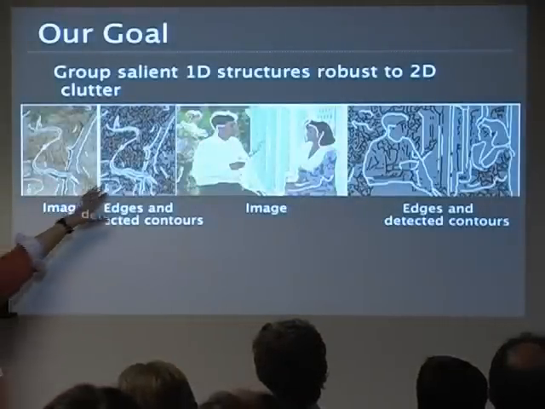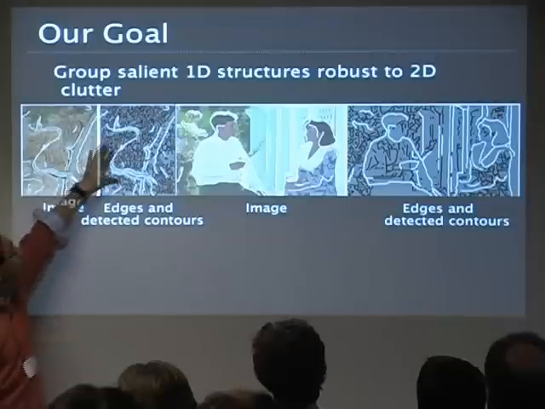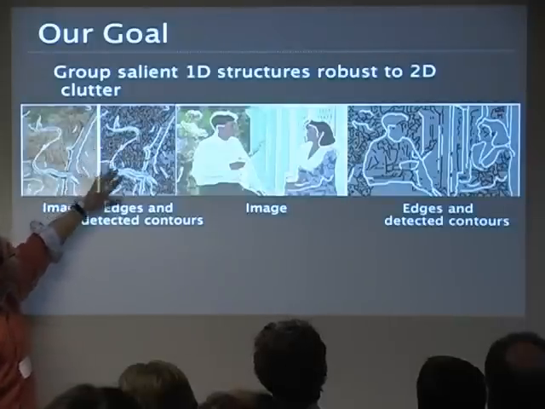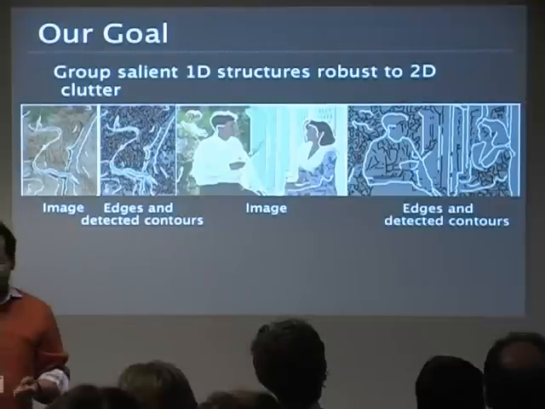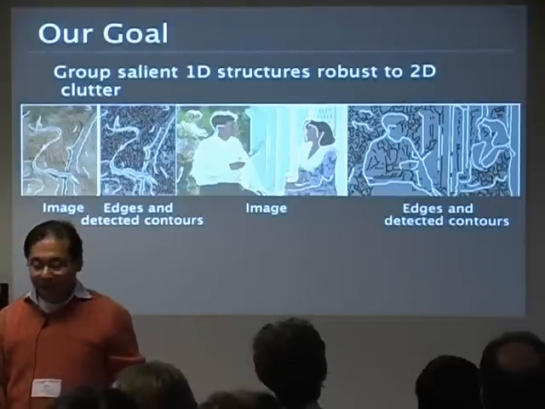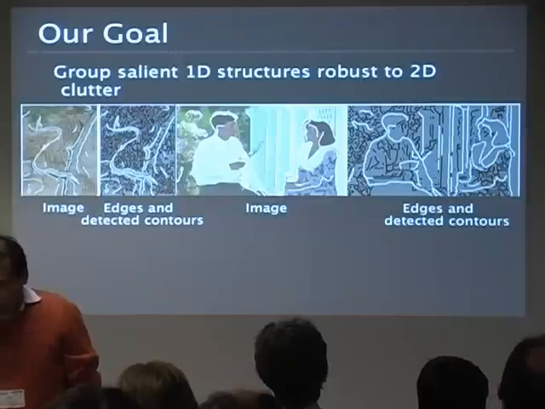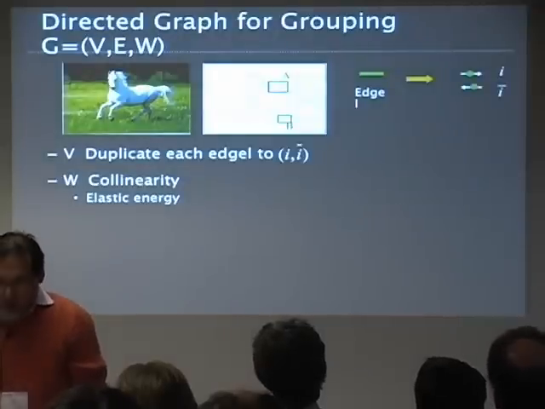This is the output of our system, where again you see the black and white contours, and the bright contours are the contours we extracted as the salient contours. Those will be the basis that we're going to use for object recognition. So how do we do this?